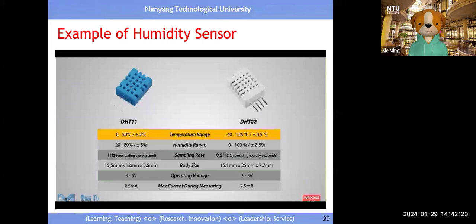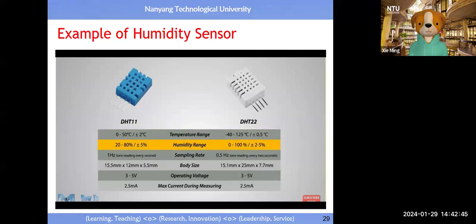Okay, so I'm not going to play the full video, but just pay attention to the sampling rate. You see the third row. Sampling rate is 1 Hz, another one is 0.5 Hz. So remember this number, so it means what? In order to measure humidity, you need to take time, right?